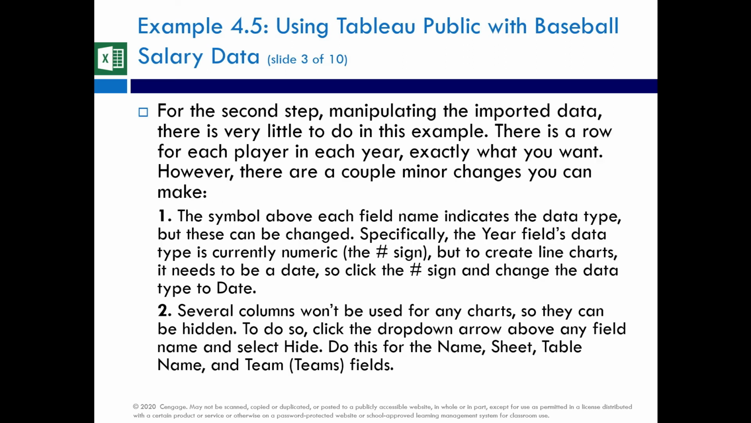For the second step, manipulating and importing data, there's very little to do from this example. There is a row for each player in each year, exactly what you want. However, there are a couple of minor changes to make. The symbol above each field name indicates the data type, but these can be changed. Specifically, the year field type is currently numeric, but to create line charts, you need it to be a date. So click the pound sign and change that to type date.